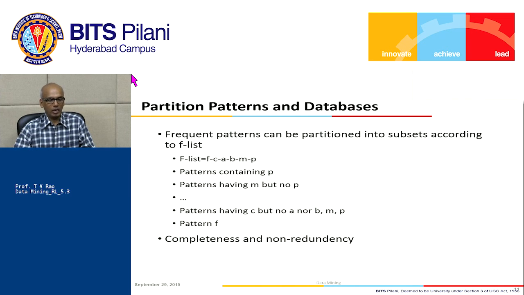So we have got a frequent list F C A B M P. So we want to find out all the patterns which contain P and all the patterns which contain M but not P, and patterns having C but not B M P, and patterns having F. So in a way it is helping us find out, by traversing the tree, all possible combinations that are available.